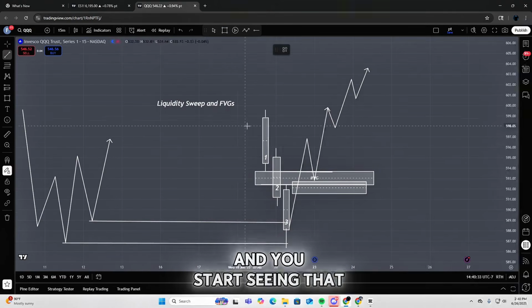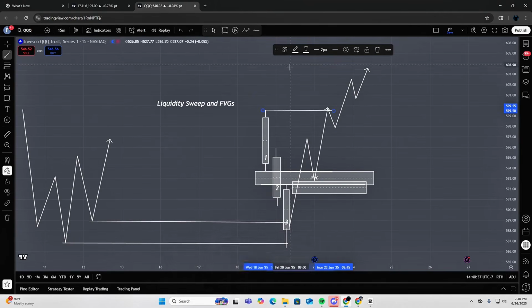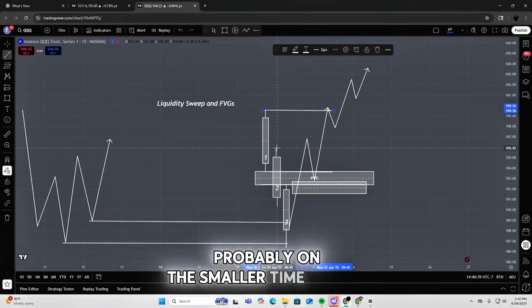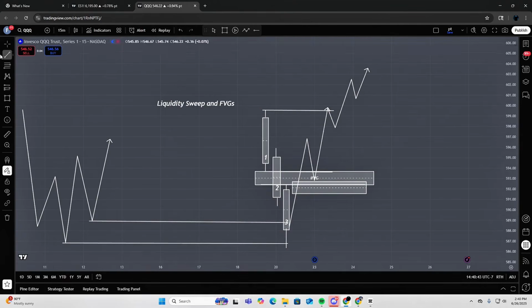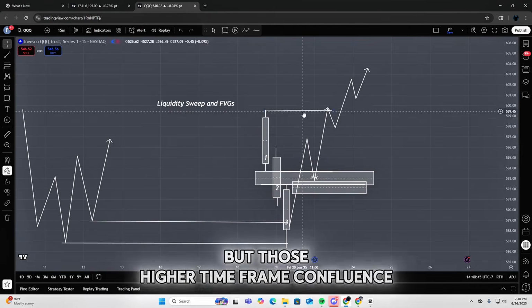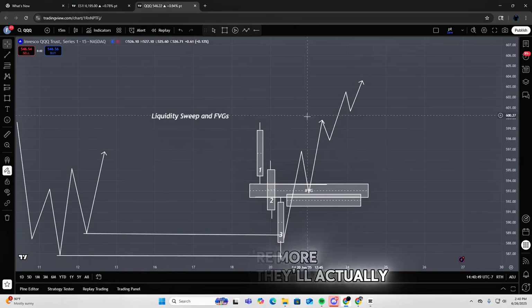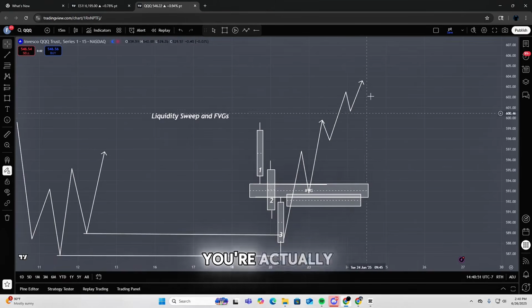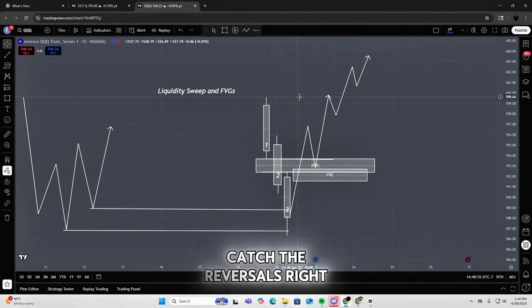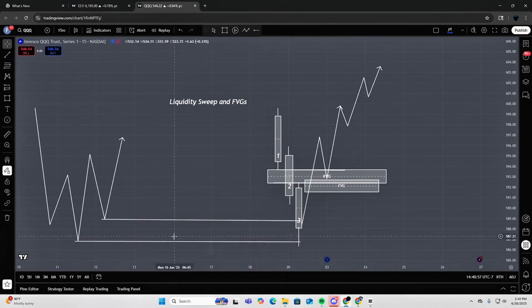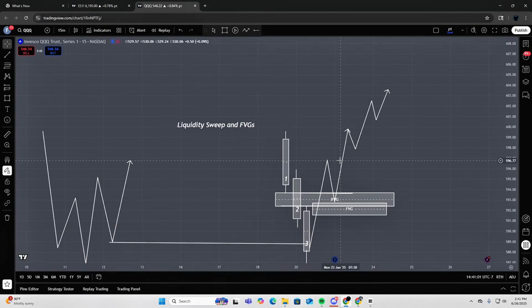And you start seeing that we might actually continue to the upside, because we also activated our market structure shift. Probably on the smaller time frames, you'll also see a market structure shift somewhere right here too. But those higher time frame confluences, or the higher time frame market structure shift, are stronger and will point you to the direction where you're actually going to go. And that's basically how you catch the reversals. You just wait for a liquidity sweep, see new support develop, and then continue to the other side.